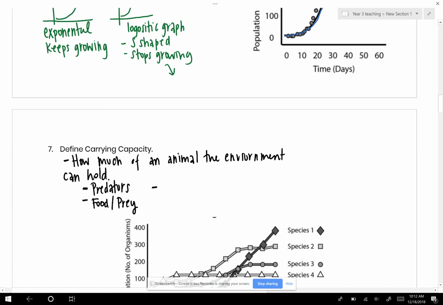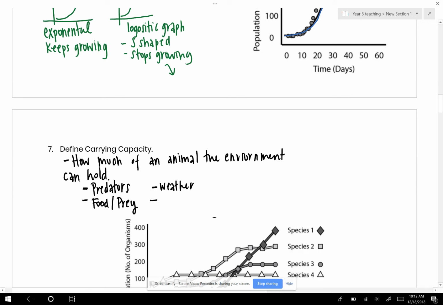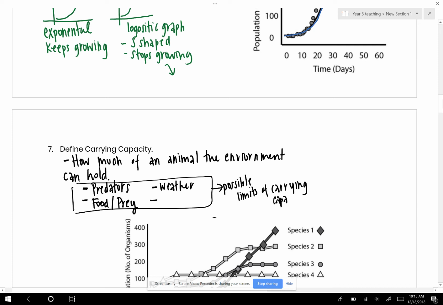And there's a couple other things that we talked about earlier, such as weather conditions, or whether the animals are able to reproduce or not, anything that can stop something from growing, right? These are all possible limits of carrying capacity. This is not all of them, this is just some of them, just to bring it back to you.